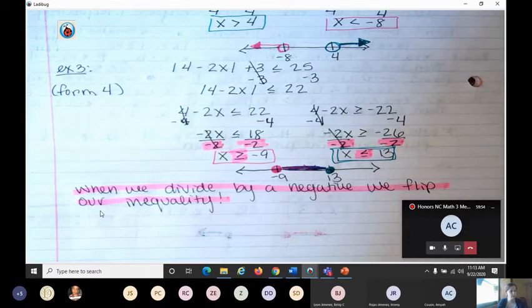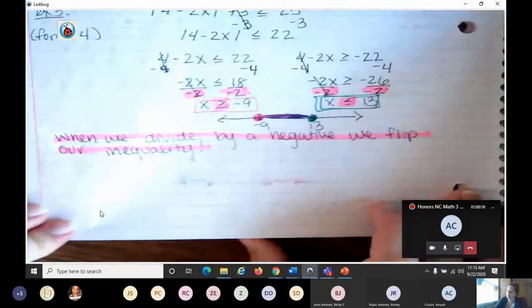Okay. What questions do you guys have about this particular example? Okay, if there are no questions, we have 2 minutes left, so I'm going to wrap us up with example 4 because example 4 is important.